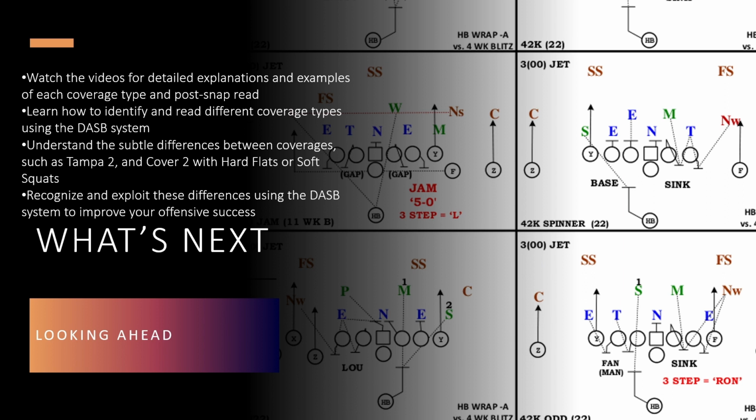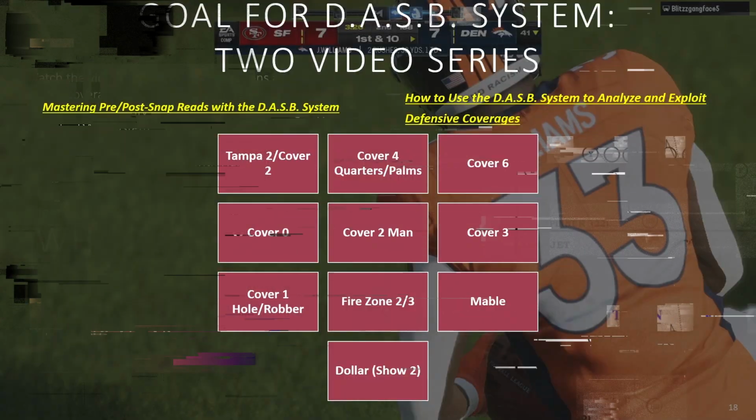You're going to gain confidence when you start to learn how to identify and read the coverage types using the D.A.S.B system. Okay? I'm going to walk you through understanding the differences between certain zones. We'll take, for example, Tampa 2. What the corner looks like when he's in a hard flat, soft squat, or a cloud flat. How those animations look different. How you can recognize those, exploit those differences to help improve your offensive success.